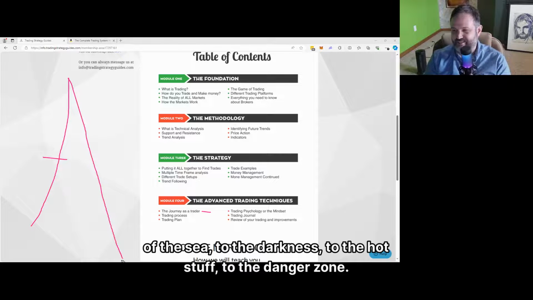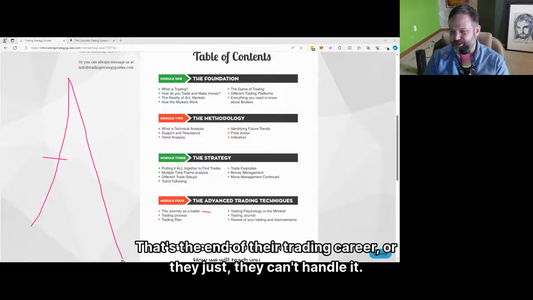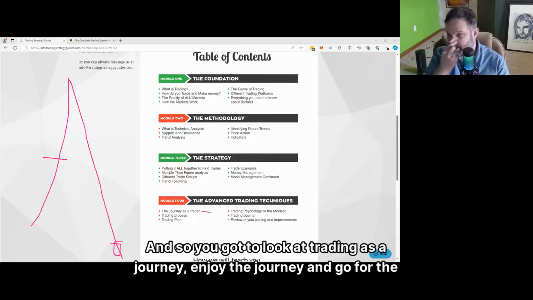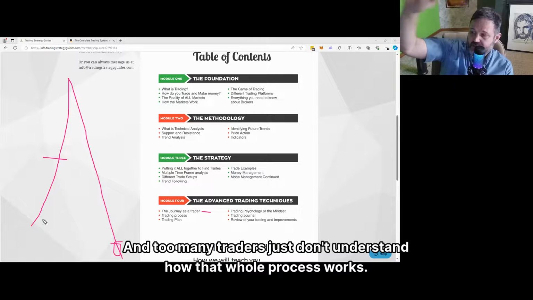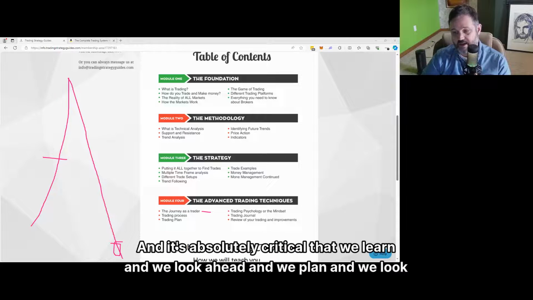To the pits, to the fiery pits, to the depths of the sea, to the darkness, to the hot stuff, to the danger zone, right? And then what happens is they're gone. That's the end of their trading career, or they can't handle it. Just too many ups and downs. And so you've got to look at trading as a journey, enjoy the journey, and go for the long haul. Too many traders just don't understand how that whole process works.